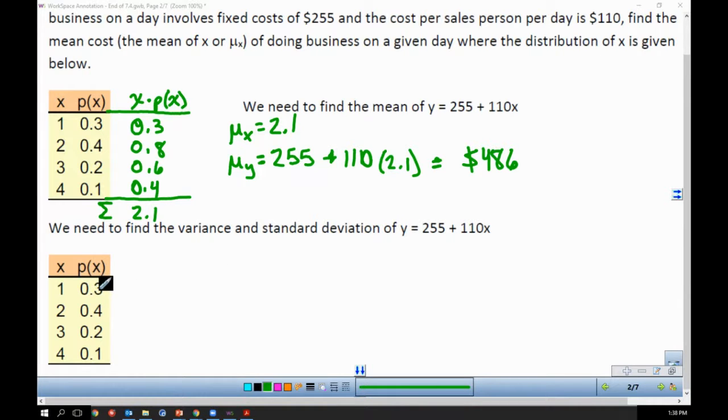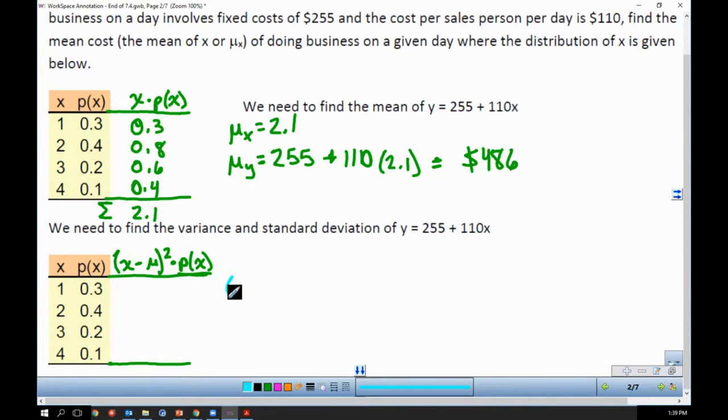So I'm going to condense what we did yesterday into just one step. So this is where we're going to have to take each x value, subtract the mean from it, square it, and then multiply by the probability of x. Now you may be thinking, that's a lot to do in one step. Here's what it would look like for the first one.